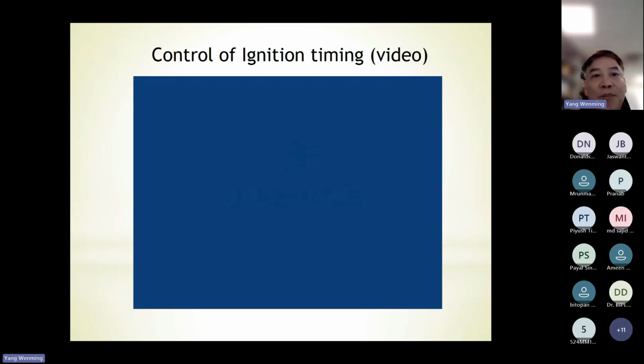Okay, so let me show you a video on control of ignition timing.